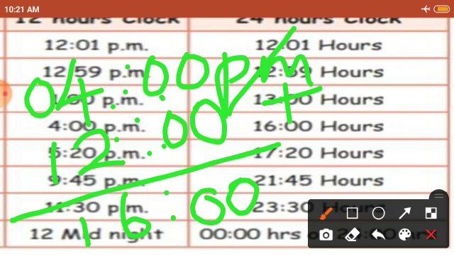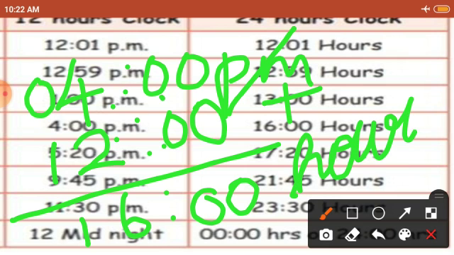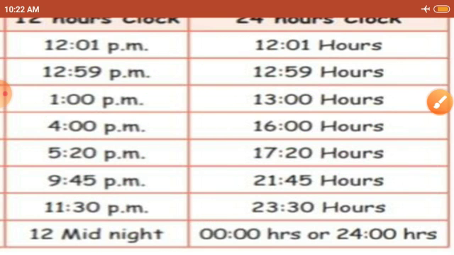After that, this is actually how much? Which format? 24 hours format. So you have to put here what? Sorry, put here hours. So what will you get? 16:00 hours, or 16 hours. Let's see the next one.